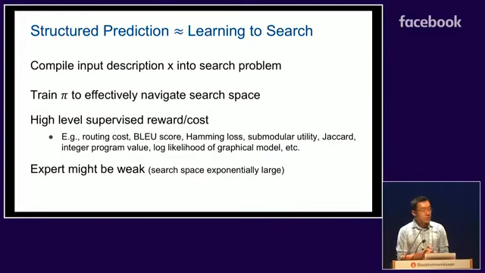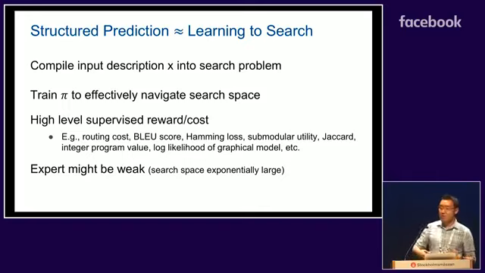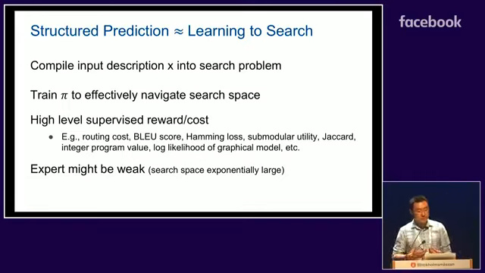Okay, so another perspective on structured prediction is that it is similar to, or in many cases equivalent to, some kind of learning to search problem. So what is learning to search? Learning to search basically says we have some input description, X, and we compile it into a search problem, typically a combinatorial search problem. We then want to train a policy pi to efficiently navigate this search space.